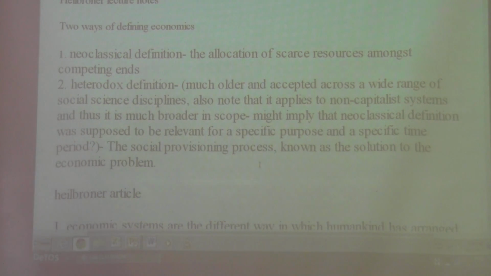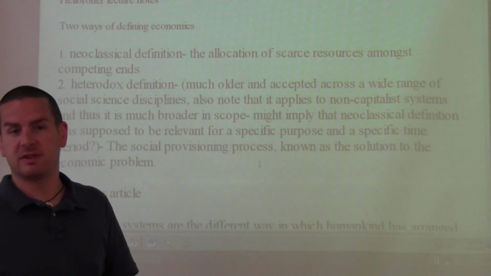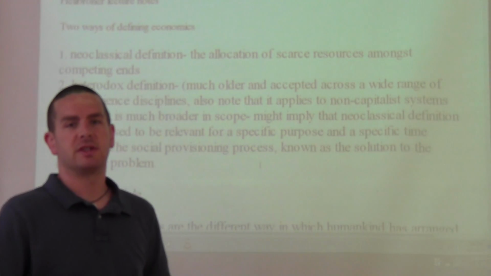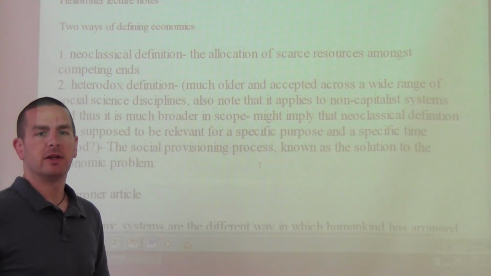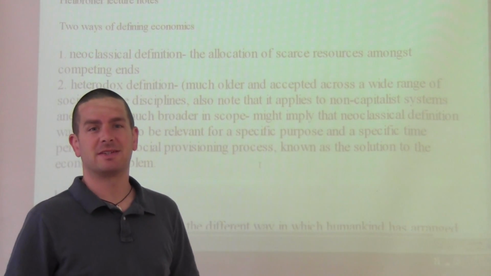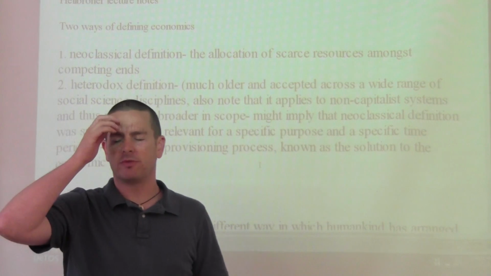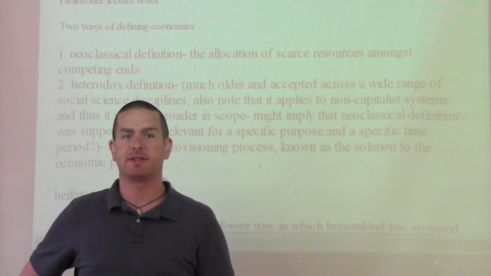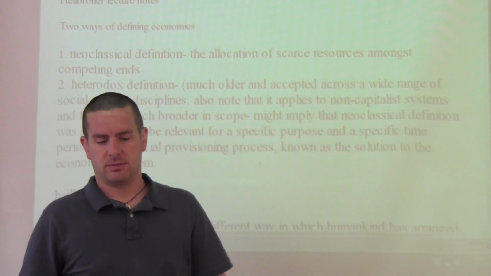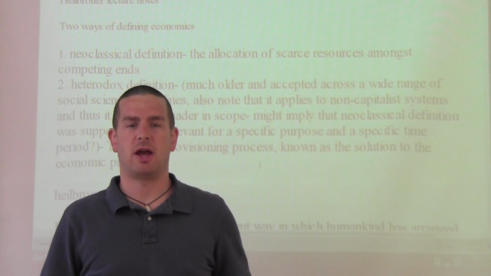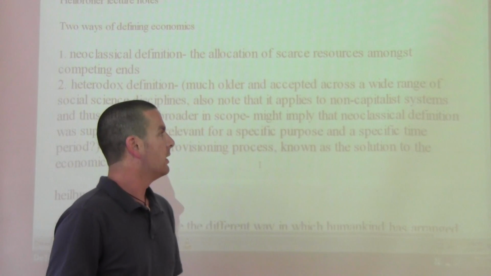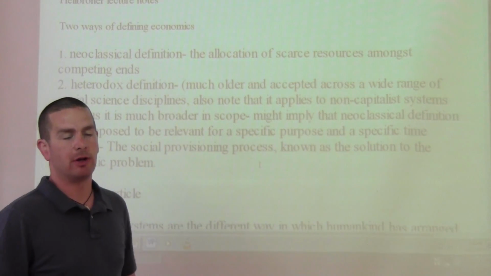Okay, so now we're going to pick up with the second part of today's lecture. The second part of today's lecture is going to deal with the Heilbronner article, entitled Economic Systems. And then we're going to move on to chapters 5 and 6: the macroeconomic approach, and then how we measure national output and income, okay? So let's start with Heilbronner, okay?